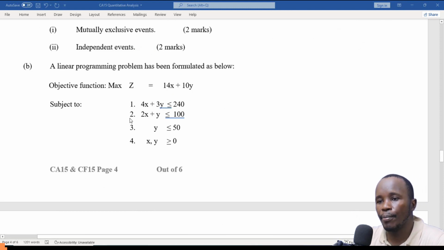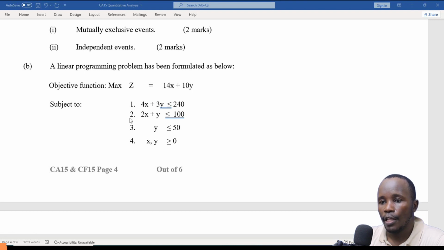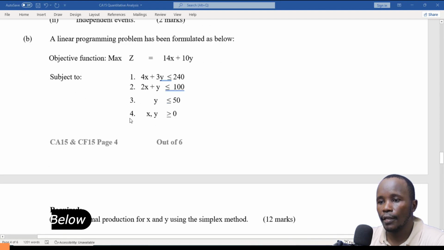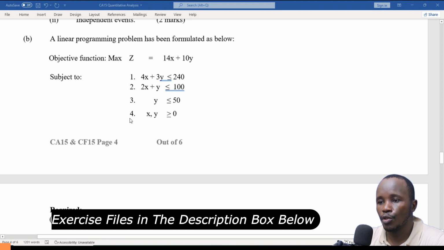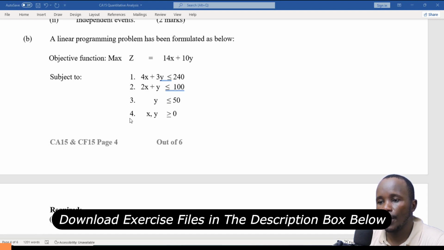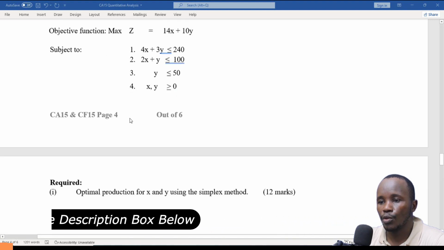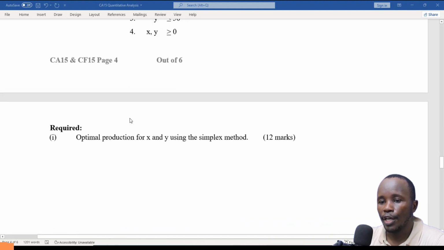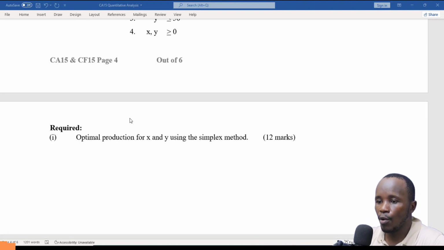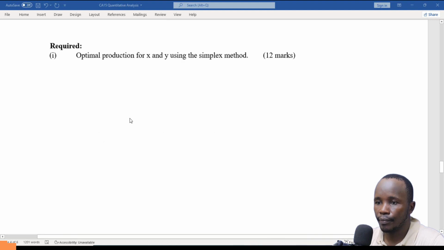Now, you are told that the linear programming problem has been formulated as below. The objective function z is 14x plus 10y, subject to 4x plus 3y is less or equal to 240, 2x plus y less or equal to 100, y is less or equal to 50, x, y greater than 0. Required: get the optimal production for x and y using the simplex method.